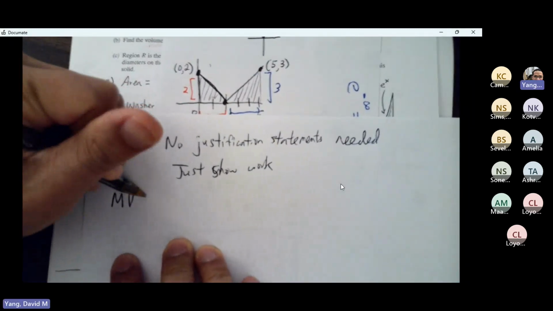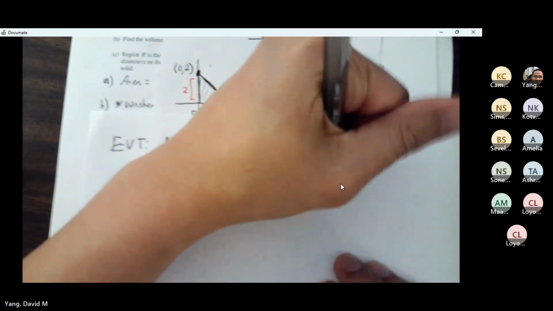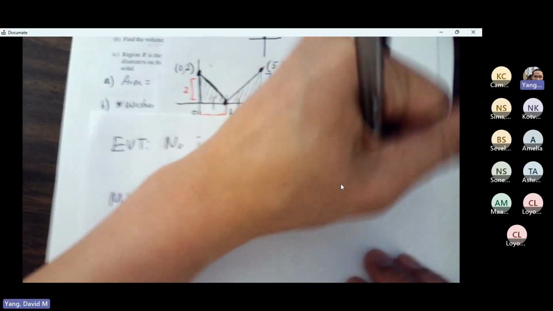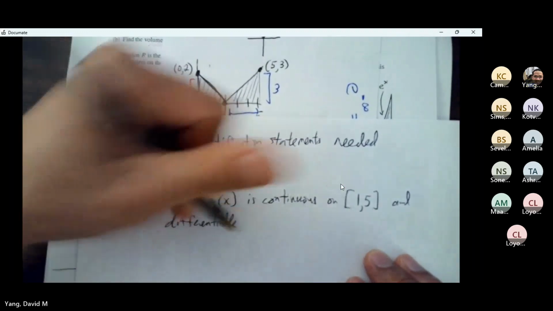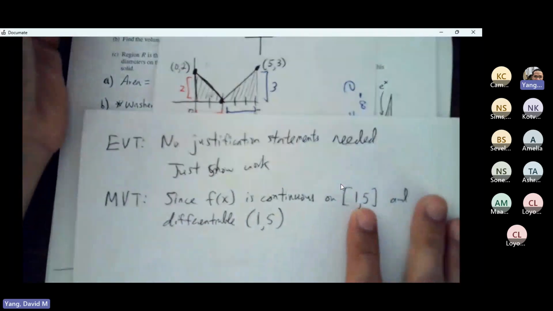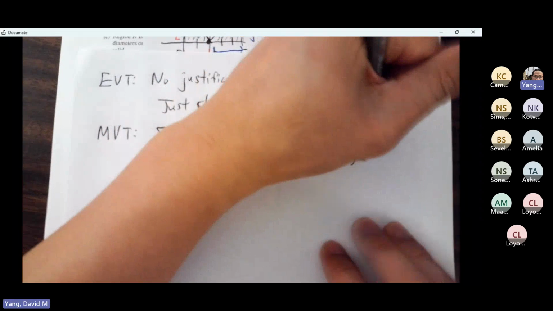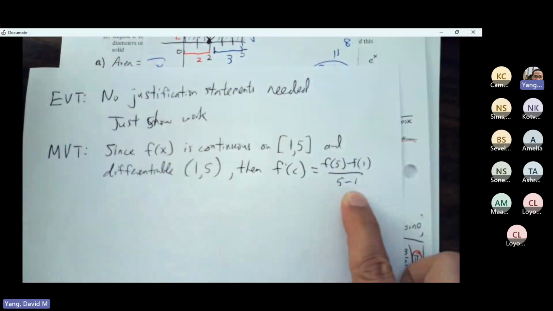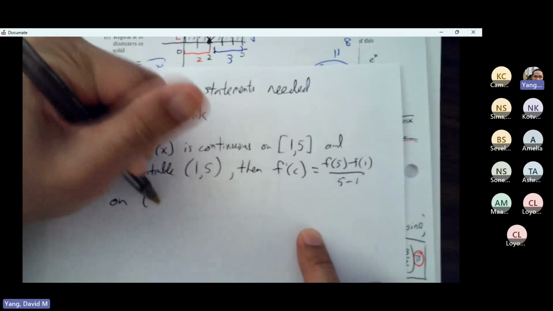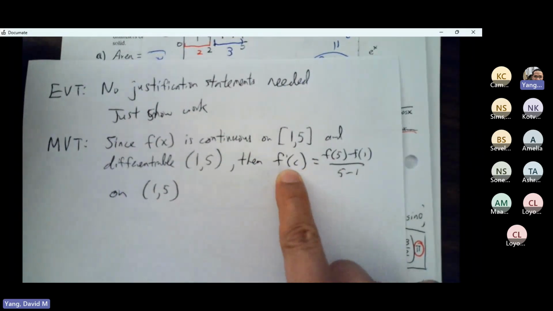Let's see, for mean value theorem, you can say since f of x is continuous on the interval, let's just say from 1 to 5, and differentiable on the interval from 1 to 5. Continuous is with brackets, differentiable is with parentheses. Then f prime of c must be equal to f of 5 minus f of 1 over 5 minus 1, whatever that value is, somewhere on the interval from 1 to 5. And so whatever slope I get, that rate of change is going to exist somewhere on the curve.